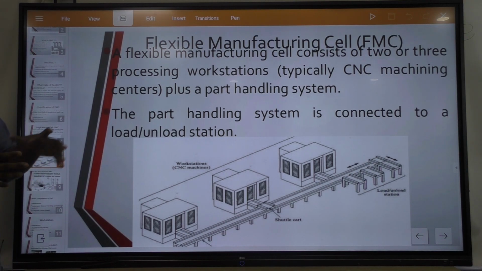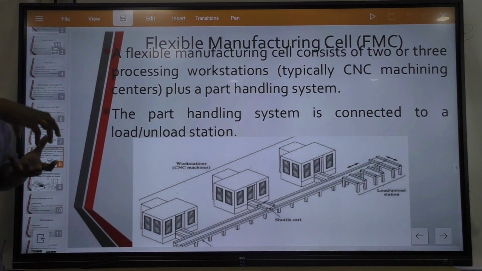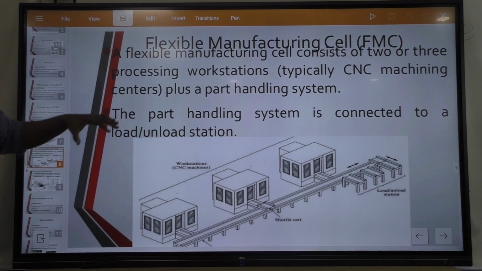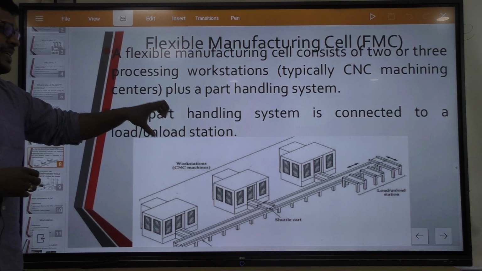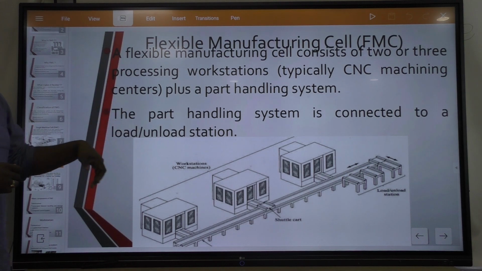Suppose they will not go to the machine individually, they can directly send. Whenever the first job is completed, the robots will directly unload that raw material and send it to the second machines by the help of these cells. So this process is carried out, and that will save a lot of time. If we go individually to the raw machines, it will consume more time.